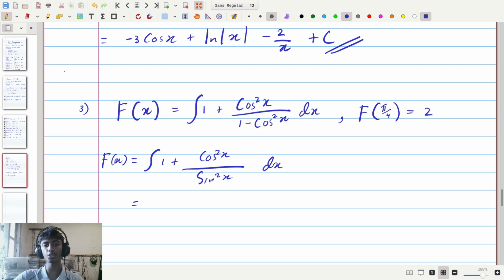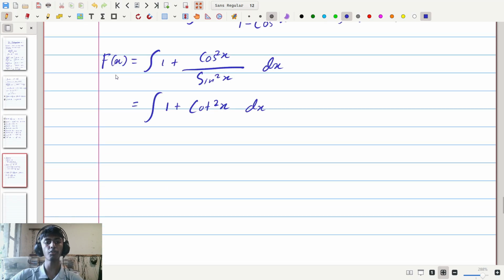The next step we are going to do is to write this in a different form. We know that cosine of x divided by sine of x is cotangent of x. That's how it's defined. So therefore, cosine squared of x divided by sine squared of x must be equal to the cotangent squared of x. And this all needs to be integrated dx. Now for our next step, we are going to be using another trigonometric identity.